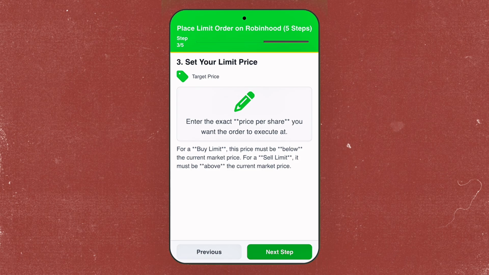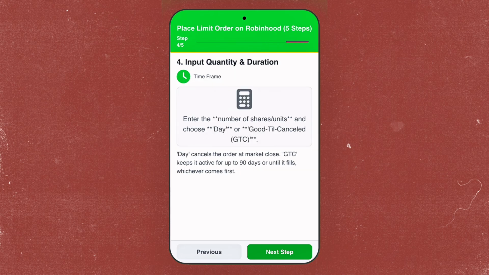Next is to set your limit price. So for a buy limit, this price must be below the current market price. Now for the sell limit, it must be above the current market price. So you have to take note on that.